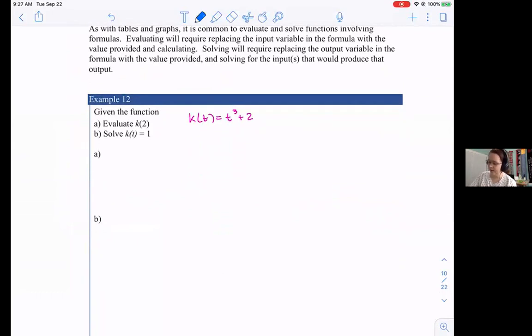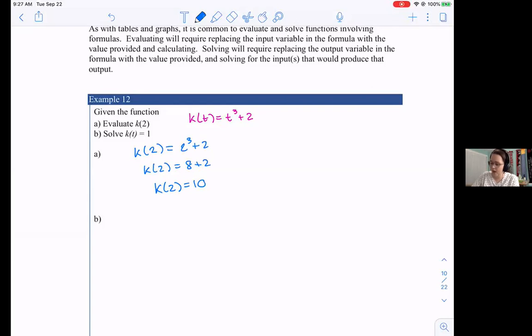We're asked to evaluate k of 2, given k of t equals t cubed plus 2. So we're saying k of 2 equals 2 cubed plus 2. So k of 2 equals 8 plus 2, thus k of 2 is going to be 10.